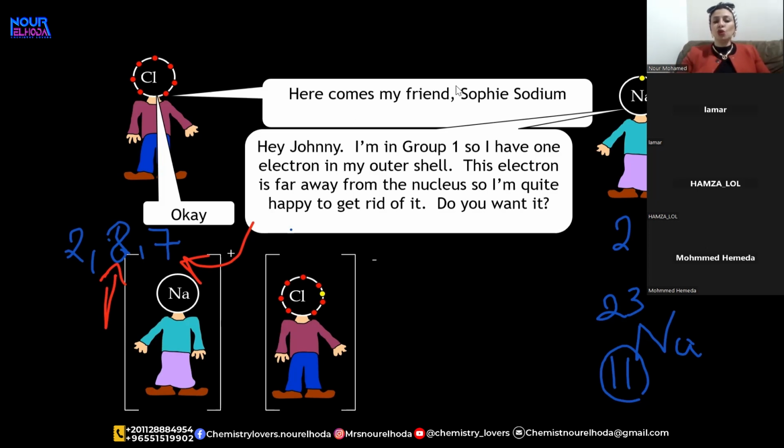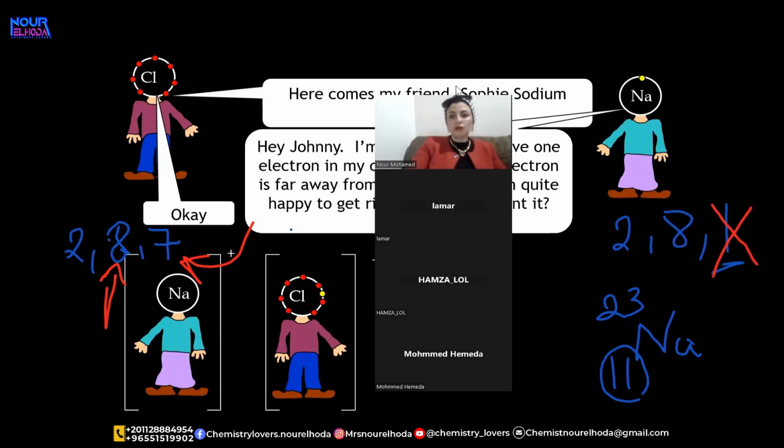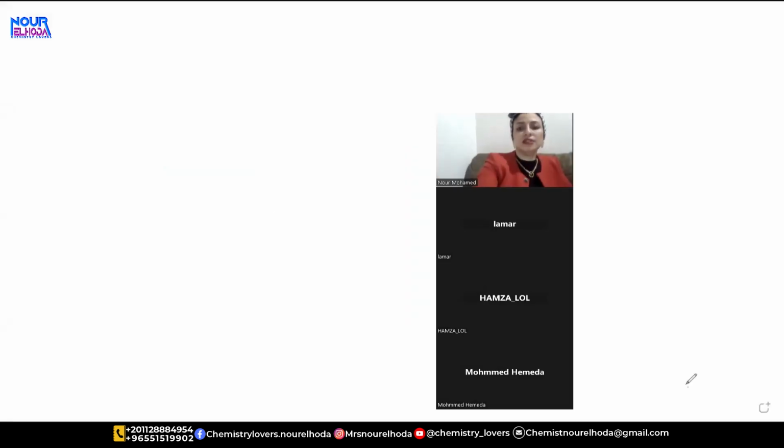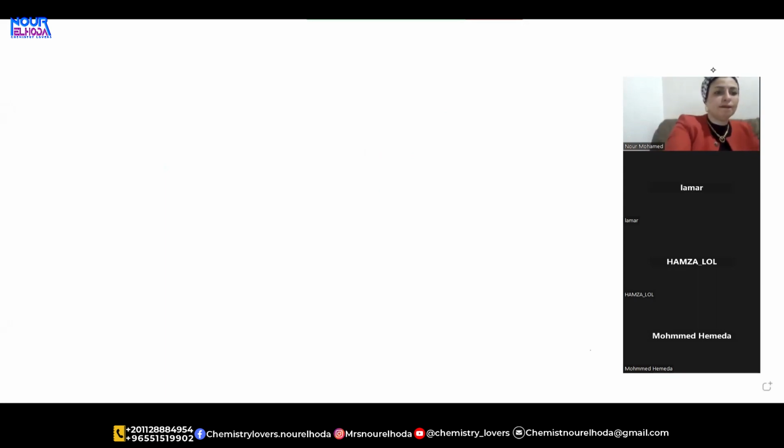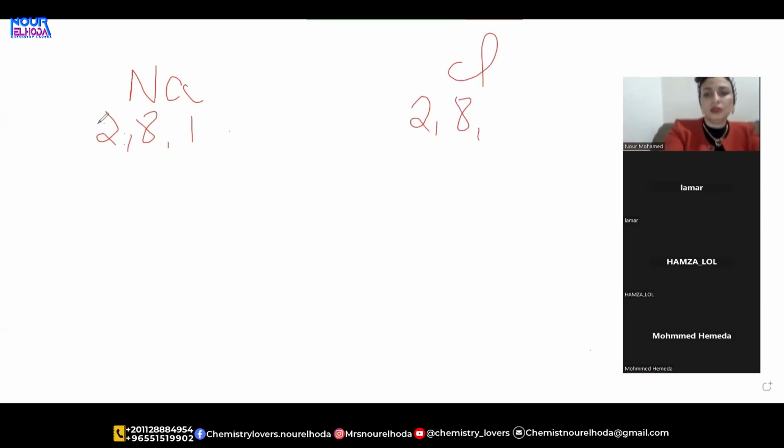Am I going to draw it? Let's try to draw. I can draw the outer shell only, or you can draw all the shells. You have two choices. Let's do it. This is sodium. Sodium is 2, 8, 1. This is chlorine, so it's 2, 8, 7. If I want to draw this, for sodium, I'm going to lose the one.